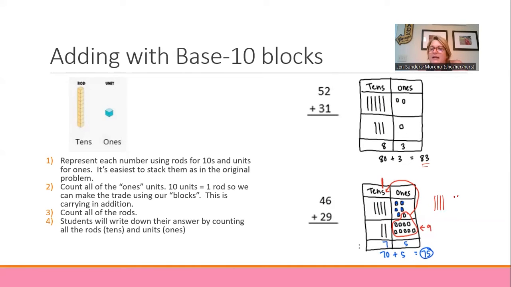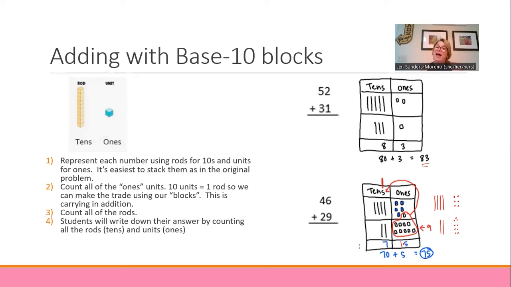I'm going to use dots for the ones so that it can go faster. That's what we start off with, 46. Then we add 2 sticks for 20 and 9 units. All right, what we're going to have students do is count up the number of ones. When they count up the number of ones, they're going to get 15.